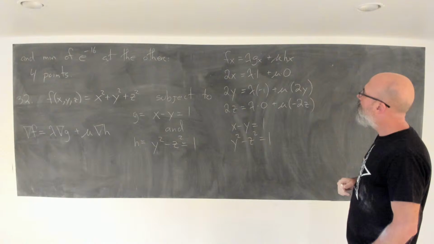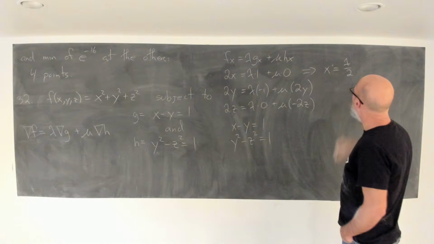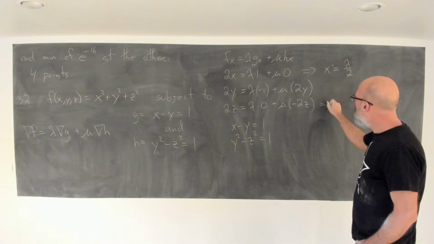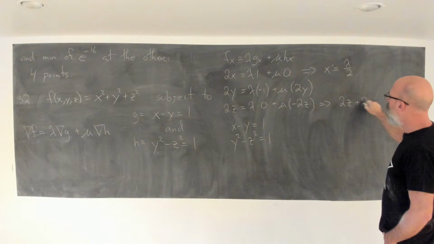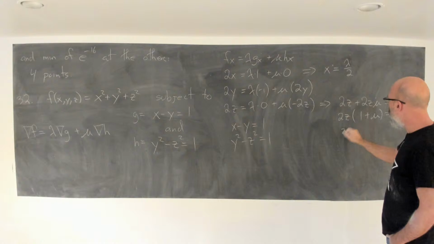What do I want to do? Well, from the first one, it's clear that x is lambda over 2. And from here, if I bring this to the other side, I get 2z plus 2z mu is equal to 0. So if I factor out a 2z, I get 1 plus mu. So either z is equal to 0 or mu is negative 1.